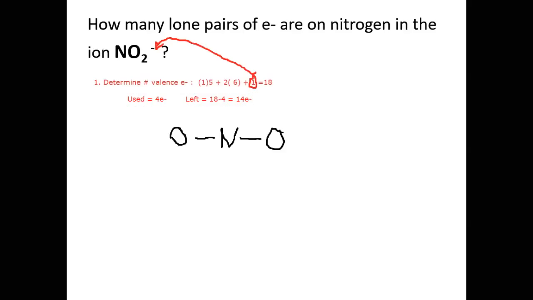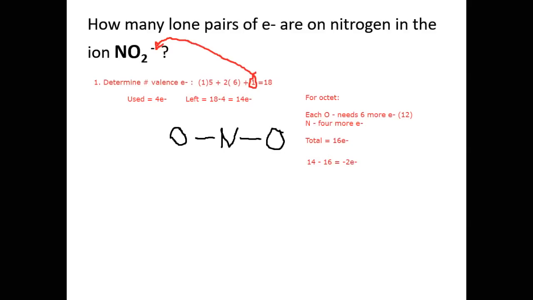And so for an octet, each oxygen needs how many more electrons? That's right, each oxygen needs 6 more electrons. That's a total of 12. And then nitrogen needs, that's correct, 4 more electrons. And so our total is 16 electrons. So we need 16 electrons in order for everything to have an octet. We have 14, we need 16, we're deficient 2 electrons.